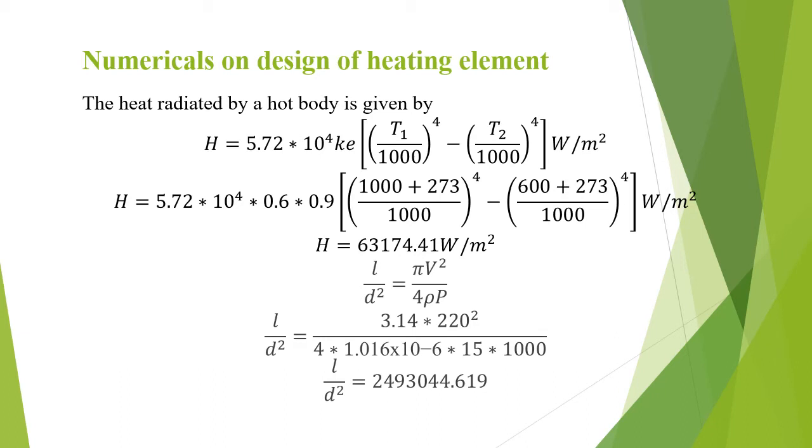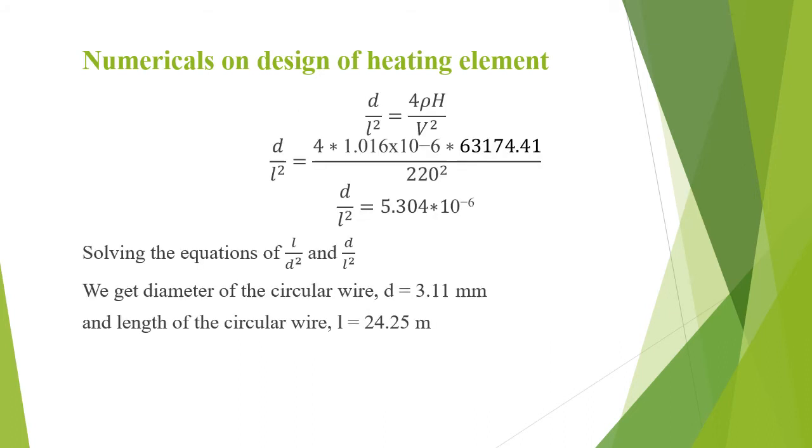We have the equation of L by D square equal to pi V square by 4 rho P. Since in the problem it was asked length and diameter, we can know that the heating element is of circular shape. So the L by D square equation is being used. L by D square is got by substituting the values of supply voltage, resistivity and power. Then we have one more equation, that is D by L square, that is 4 rho H by V square. Substituting the values, we get D by L square also.